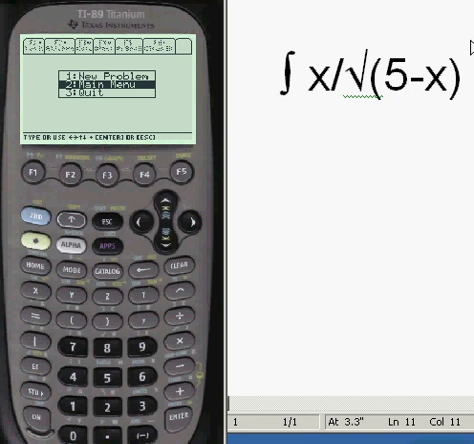I've been to Mexico, and this is the Google Translate of calculus, really, here with my calculator.